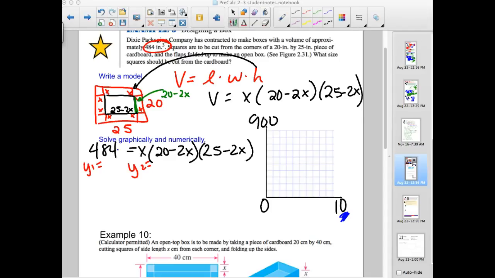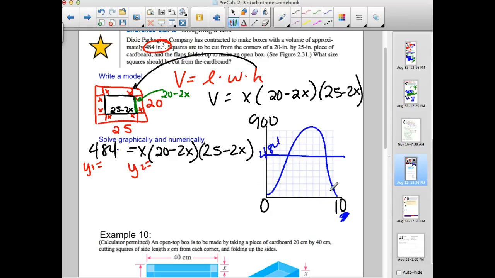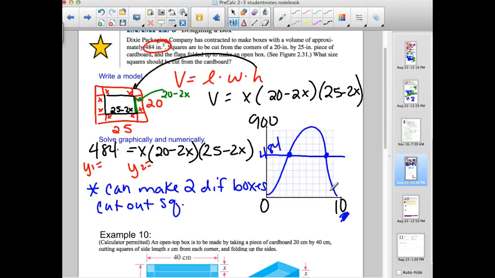All right, just a rough sketch. You should have seen something like this, and your 484 coming across as a straight line. So there are 2 points where our volume ends up being 484. That means that we can actually make 2 boxes that have a volume of 484. One is if we cut out squares that are 1.22 inches long, and the other option is if our squares are 6.87 inches long.